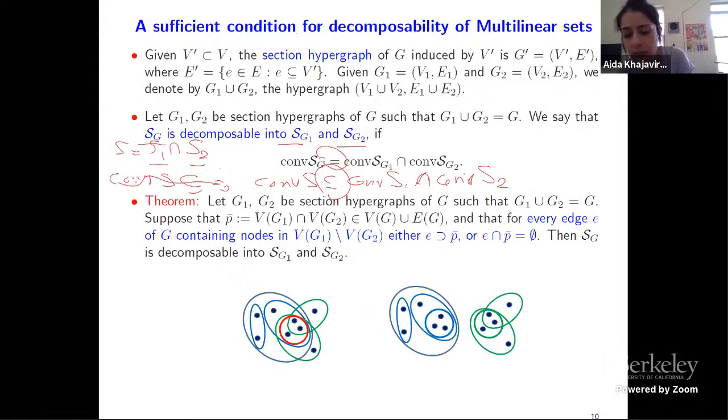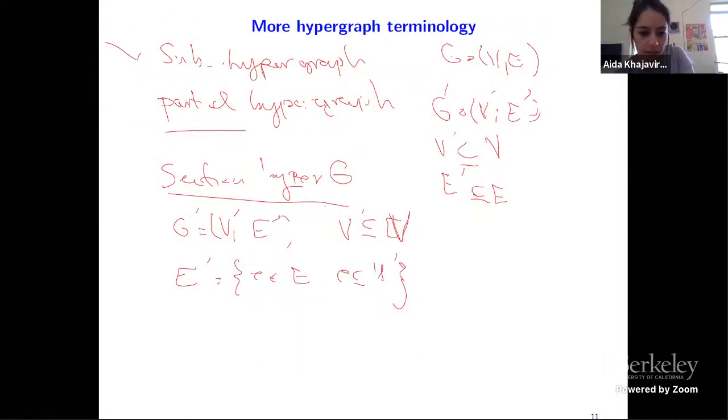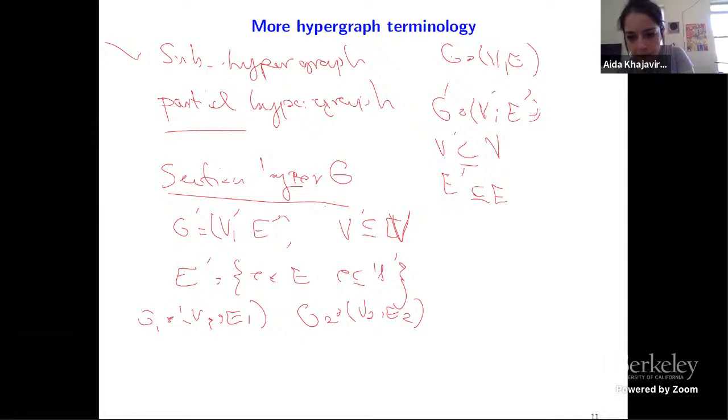Okay, and then one more thing. Given two graphs, G1 with V1, E1, this is the last notation, I promise, and G2 with V2, E2, we define union and intersection as you may imagine. G1 union G2 is just V1 union V2, E1 union E2, and then intersection.